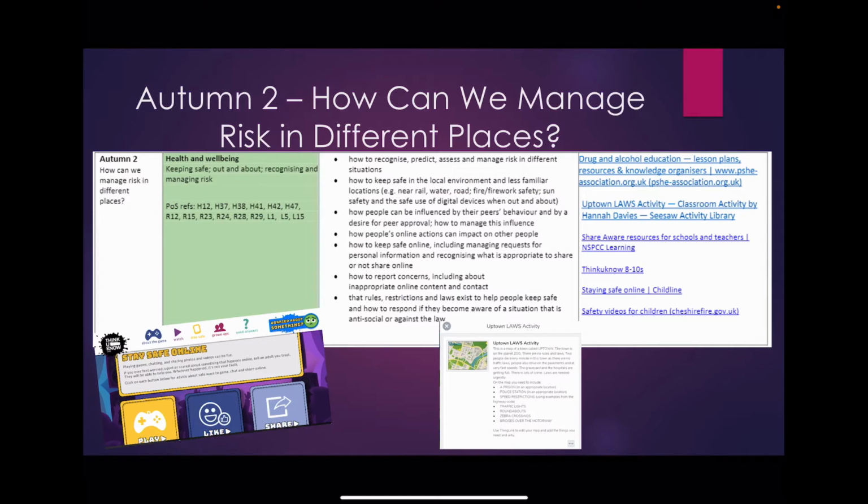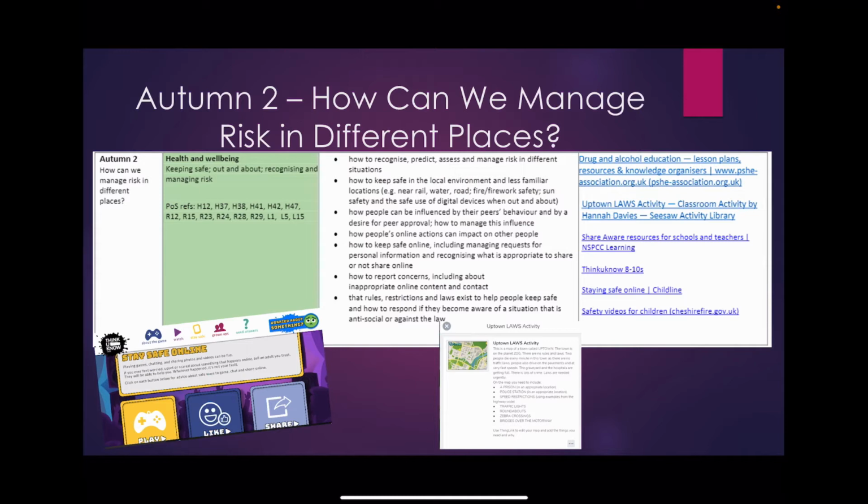In this unit, the children will look at keeping safe in their local environment and also in unfamiliar settings. They look at peer pressure and how to manage this influence. And they look at how to keep safe online, recognising what is appropriate to share online and what is not appropriate to share. They will also look at the rules and laws that exist to keep us safe and how to respond if they become aware of a situation that may be against the law.